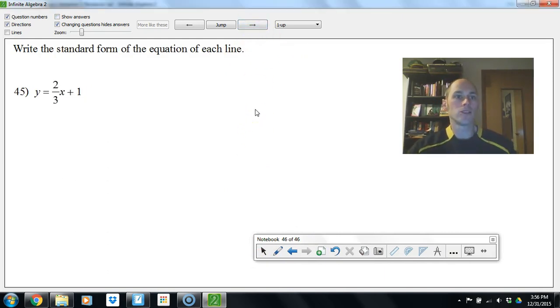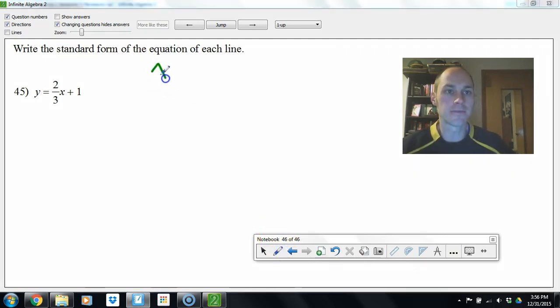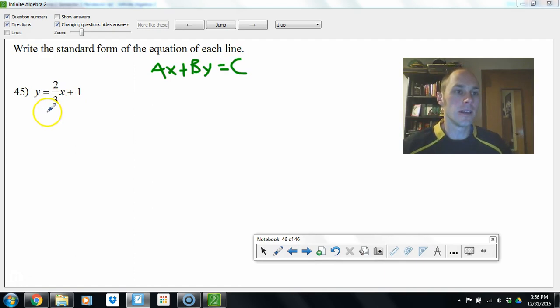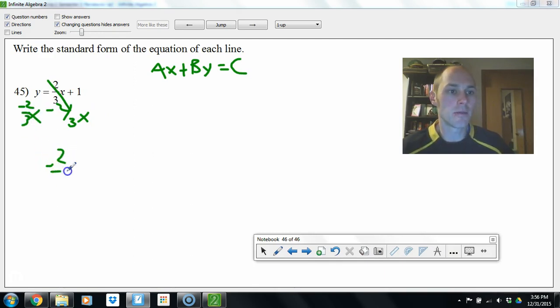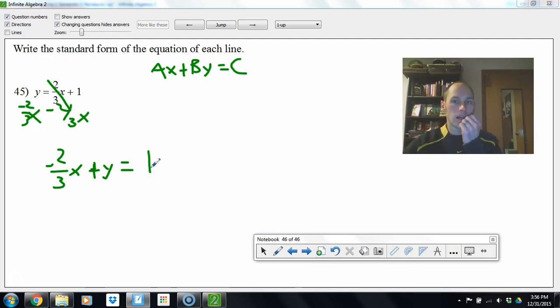Write the standard form of the equation. Well, standard form is ax plus by equals c. So we want to get the x's and the y's on the same side of the equation. So here I just need to subtract 2/3 x to get it all alone. Do it to one side, do the same thing to the other. So I'll keep the x term first, so negative 2/3 x, it's a positive y, and that equals, we just have a 1 left over. Okay, so this would be acceptable.